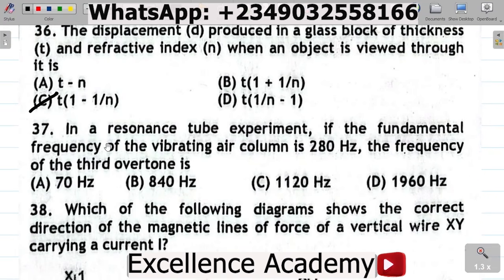All right. Question number 37. 37 says, in a resonance tube experiment, if the fundamental frequency of the vibrating air column is 280 Hz, the frequency of the third overtone is A, 70 Hz, B, 840 Hz, C, 1120 Hz, and D, 1960 Hz. So how do we solve this question? Let's take down the parameters here. In this question, they gave us only 280 Hz, and they said it is the fundamental frequency. This question is under sound waves.